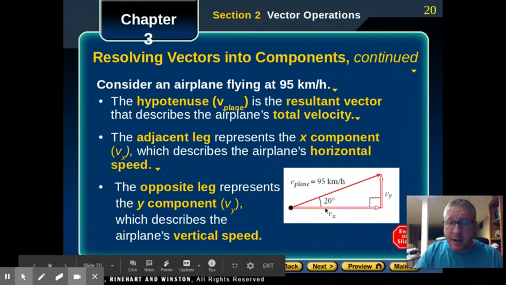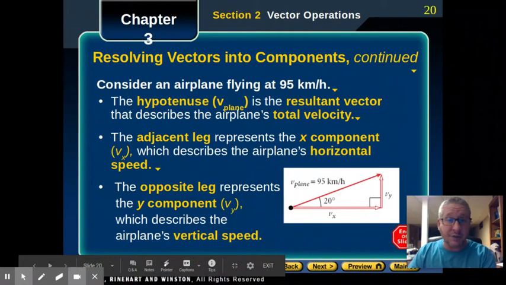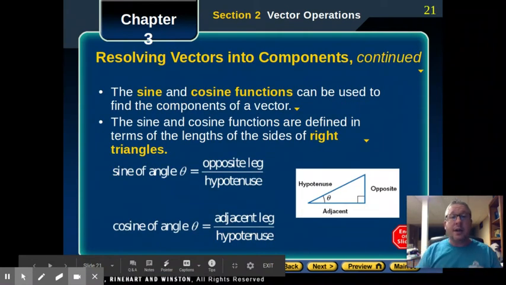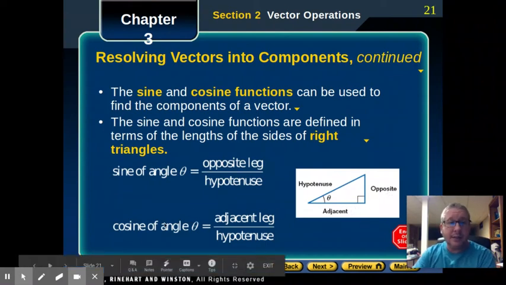And you notice that theta right here, in this case, from the origin, would be 20 degrees. We can figure this out by utilizing our different trig functions. That's where sine and cosine come in. To find the sine of angle theta, we take the opposite leg and divide it by the hypotenuse, and the cosine of angle theta is adjacent over hypotenuse. SOHCAHTOA, remember that?